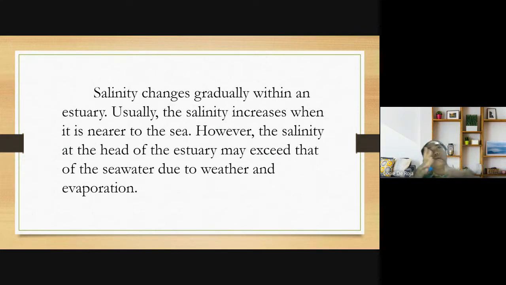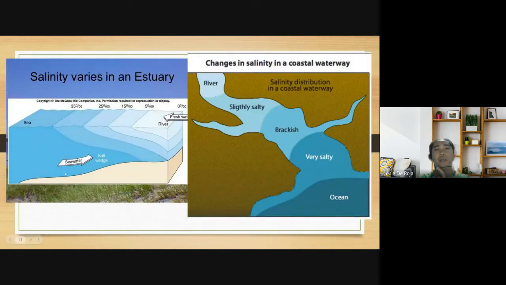So habang lumalapit yung connection ng river at saka itong seaside, yung coastal area, doon nagmi-meet yung seawater and yung fresh water. At nag-iiba yung salinity niya habang papalapit siya doon sa seawater, doon sa sea. For example, this is a salinity varies in an estuary. Ito yung seawater, ito yung fresh water. Ito yung mixture nila, yung brackish water. Okay?